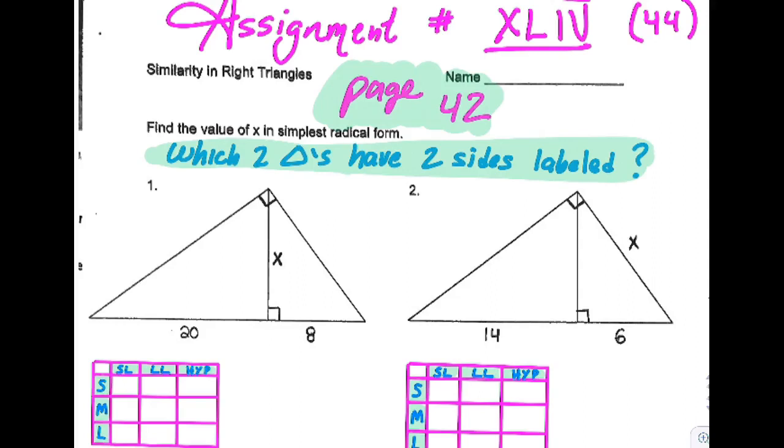All right, page 42, assignment 44. I'm going to try something new, and I'm going to ask callers to call in and tell me what color they would like me to do this homework in.